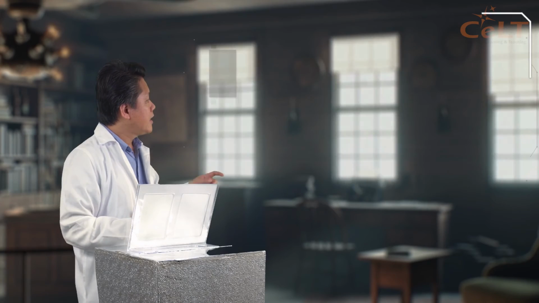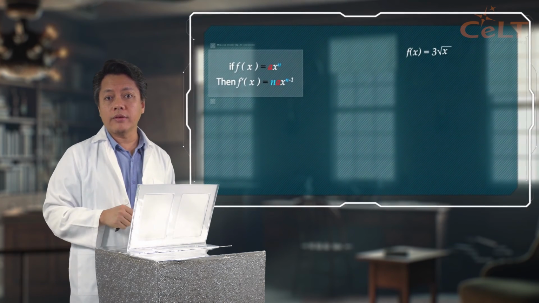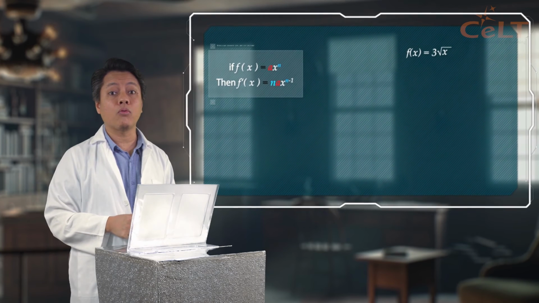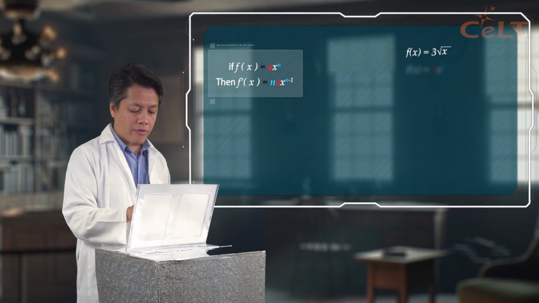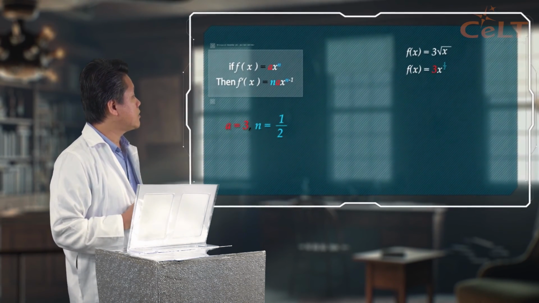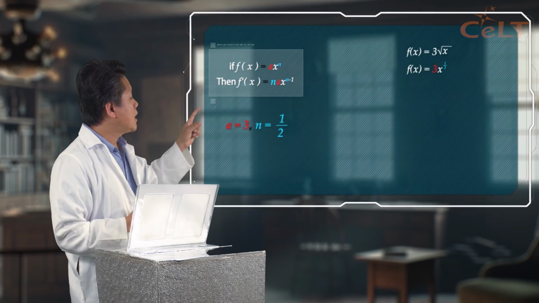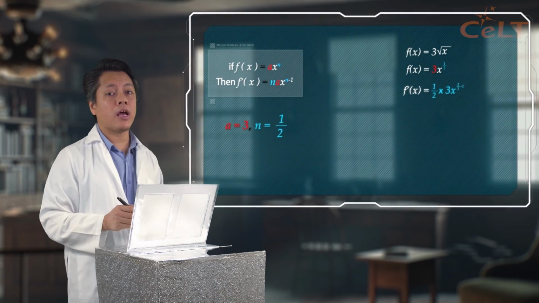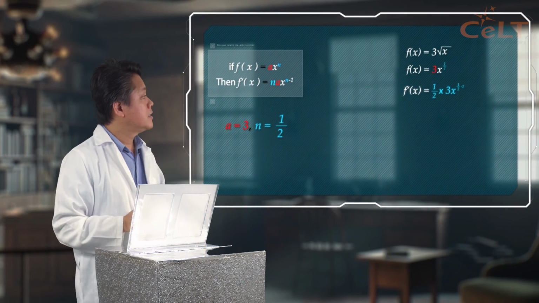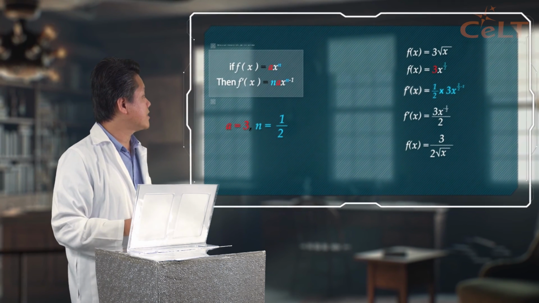Next example, f(x) is equal to 3 square root of x. Now we're going to apply the index rule again because square root of x is equal to x to the power of 1/2. So we write down f(x) is equal to 3x to the power of 1/2. So now a is equal to 3 and n is equal to 1/2. So to perform differentiation, then 1/2 times 3, then x to the power of 1/2 minus 1. And that becomes 3x to the power of minus 1/2 over 2. But the final answer is we bring down the x and it becomes 3 over 2 square root of x. So that is the 4 examples on using the differentiation formula.